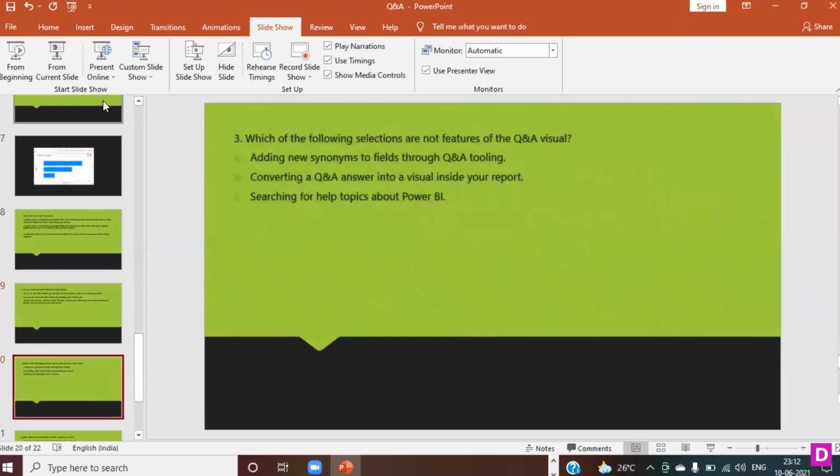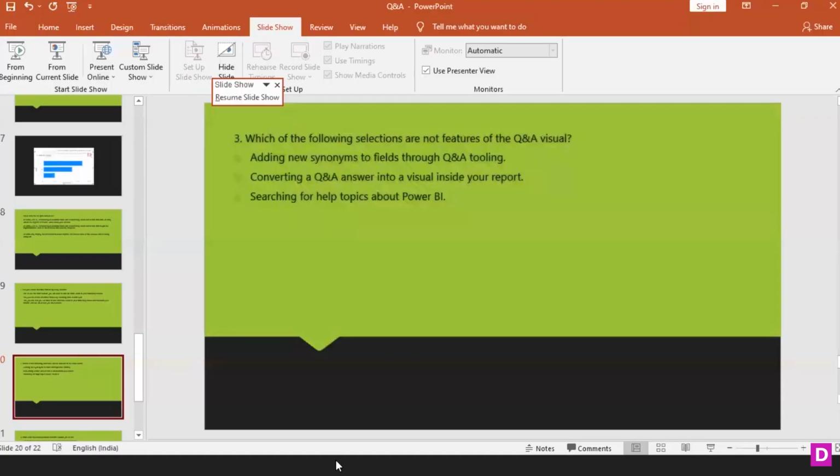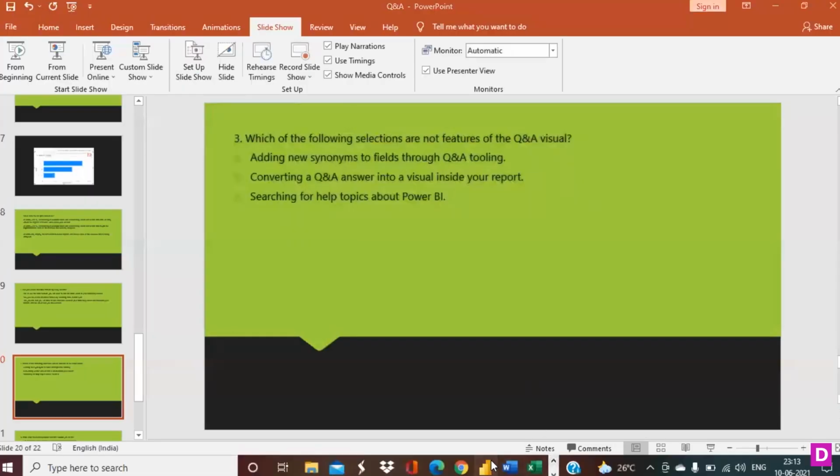Great. Next question. Which of the following selections are not features of the Q&A visual? Adding new synonyms to the field through Q&A tooling, converting a Q&A answer into visuals inside your report, searching for help topics about Power BI. It's saying which are not features of the Q&A visual. So going from above, adding new synonyms, yes, we can add, so definitely it is available. Converting a Q&A answer into a visual, yes, we can. I hope you remember it. I have shown you very clearly how you can convert a Q&A visual into a visualization.